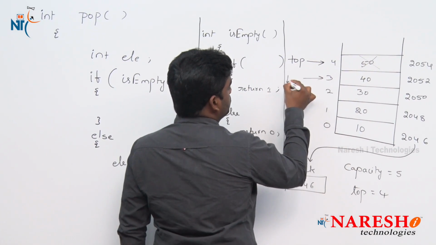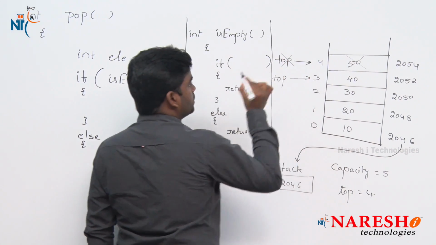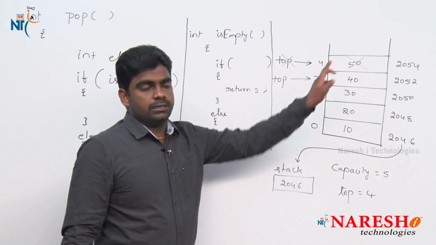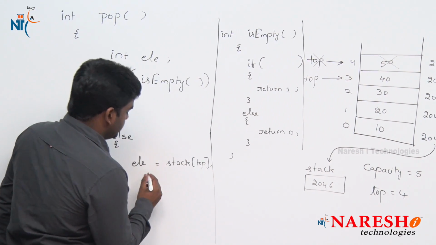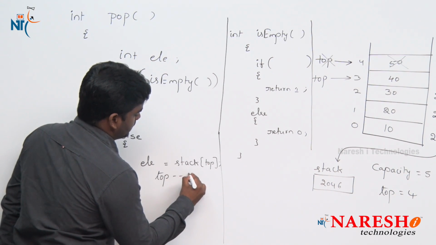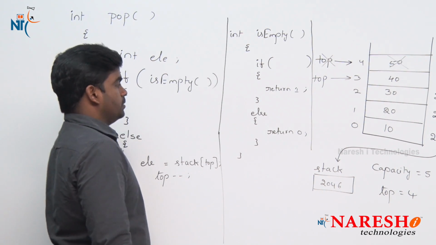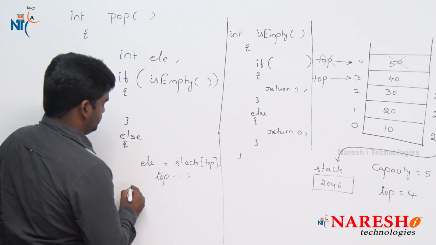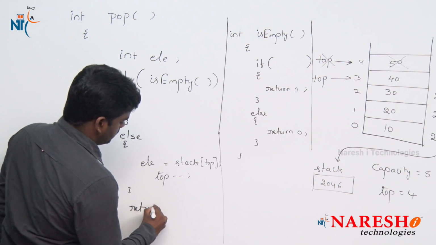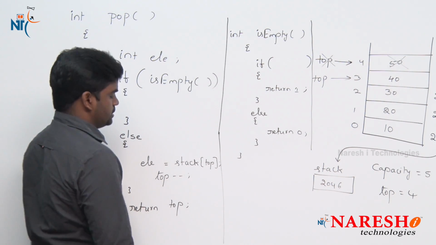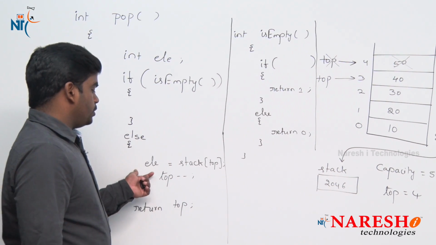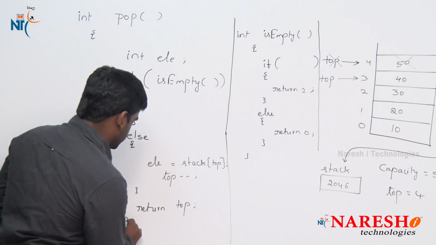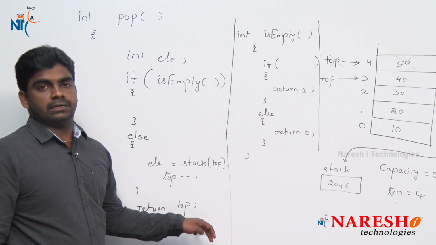top should point to the next location. Top should point to the next location after deleting this element. So here, right after deleting this one, we have to do top minus minus, and finally we have to return the top element. That's it. Either the if block executes or the else block executes, here it is a return statement, it will return the top element.